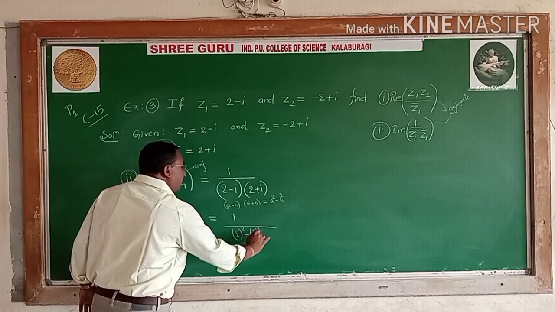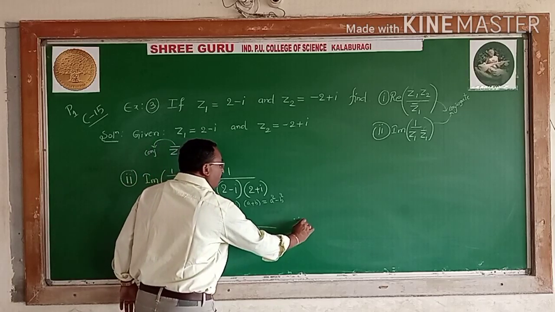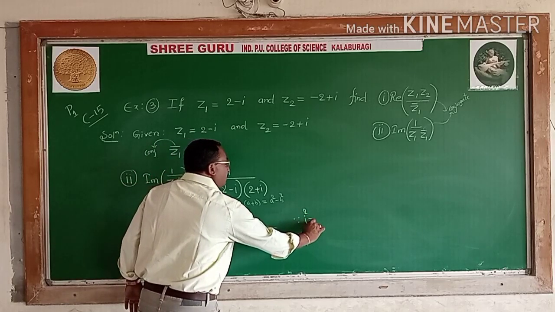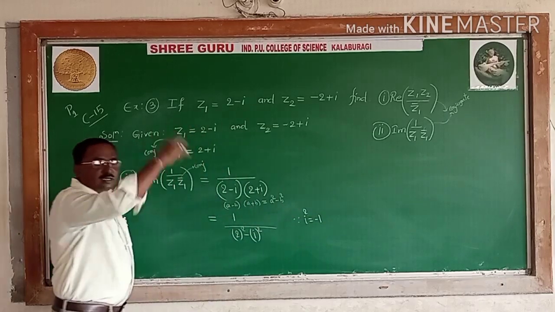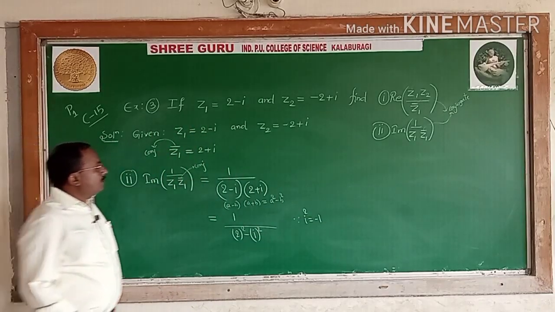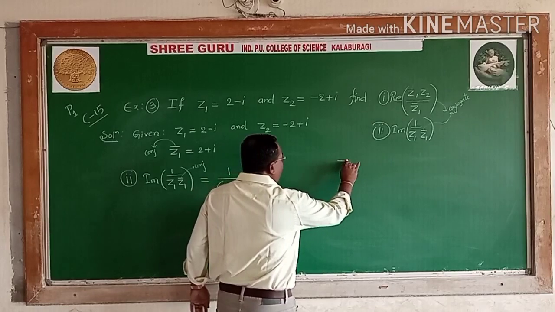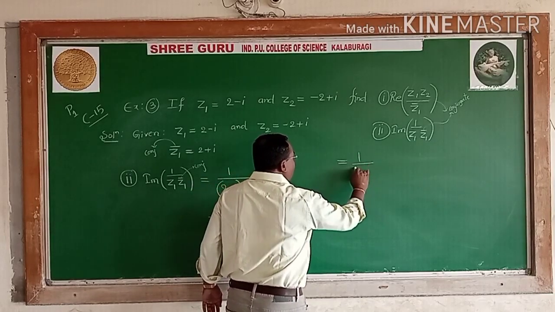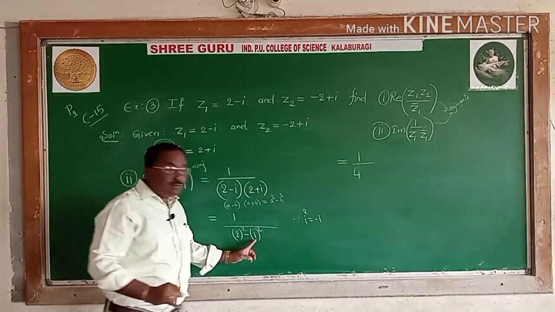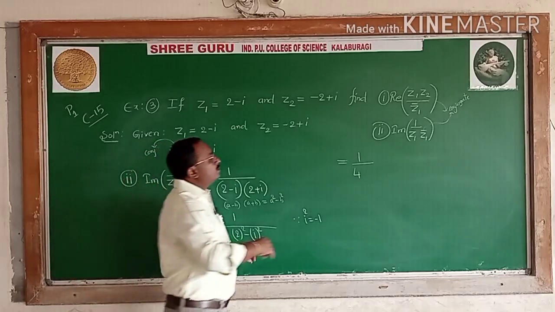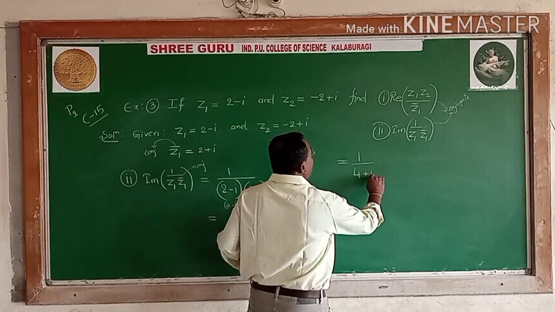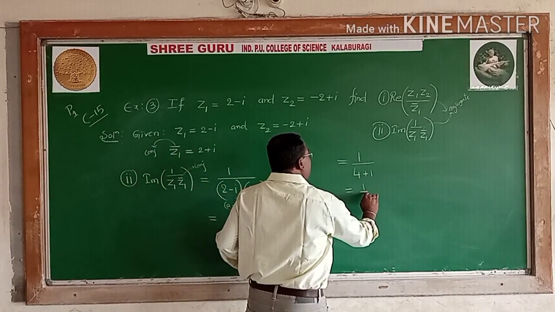Do you know what the value of i squared is? I squared value is minus 1, already studied in class 2. Here that is equal to 1 by, that is 2 squared is what? 4. I squared value is what? Minus 1, minus minus plus 1, so it is equal to 1 by 5.